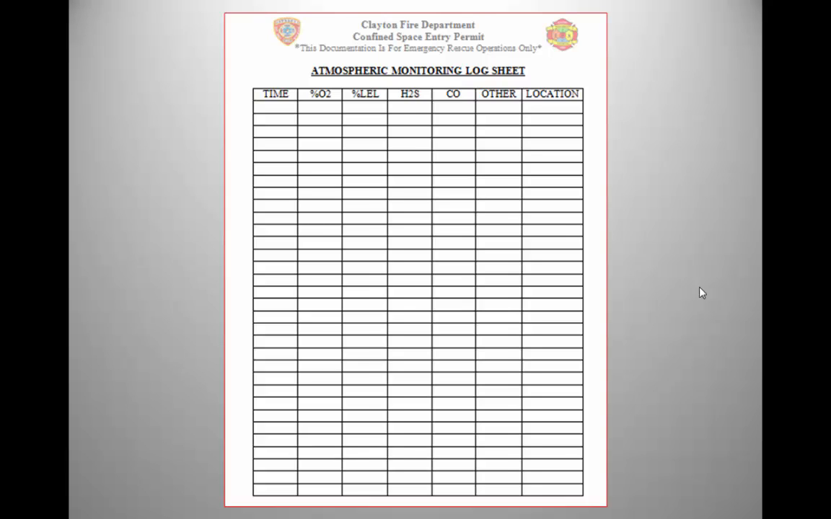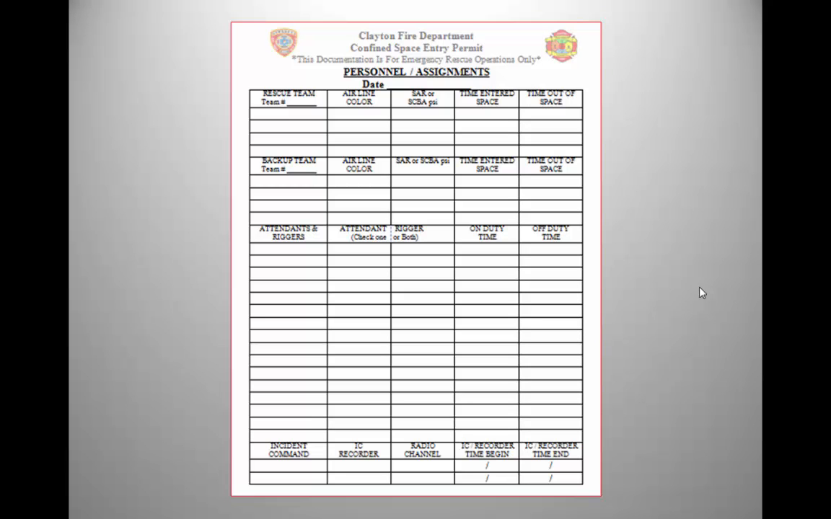Personnel assignment, this will obviously go to the accountability person. Self-explanatory, you got your rescue team, what team number are they, if they're using airlines, what color are they on. Our airlines have the colored tape throughout the airlines itself, if they're using supplied air, or if they're using SCBA, what their PSI is.